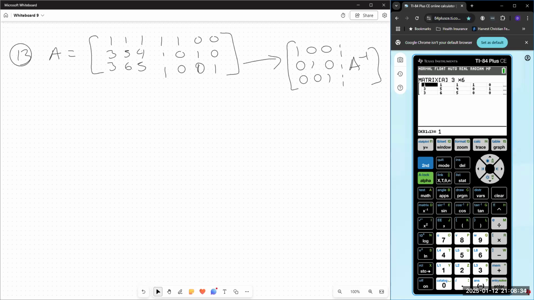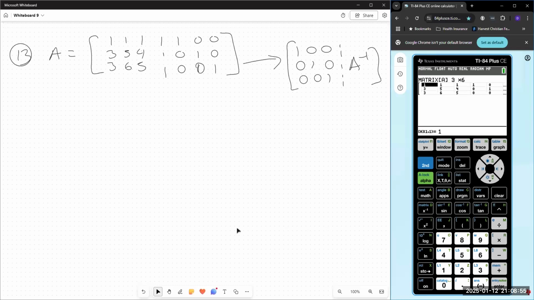All right, so I have a 1 in my upper left-hand corner already. That's great. I don't need to get a 1 there. Remember, I'm trying to get 1s along the main diagonals, 0s beneath them, and then I'll get 0s above them. So my 1 in the top left position is good. I'm going to use that 1 to get 0s beneath it.